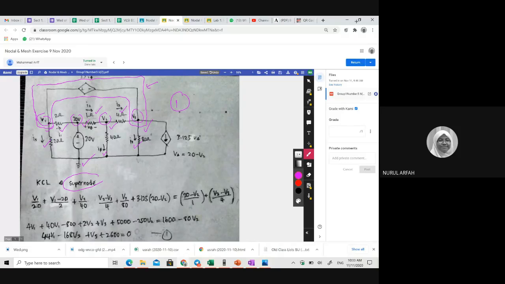And then KCL at the super node. Okay, let me check. This is V1 divided by 20. Yes, V1 minus 20. Yes, and then V2. Where's V2? Okay, V2. This is not sure. V2 minus V3, this part. Is this the same equation or different? Arif?